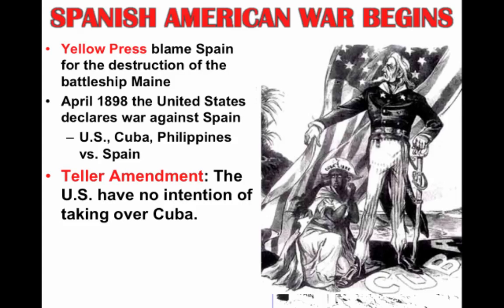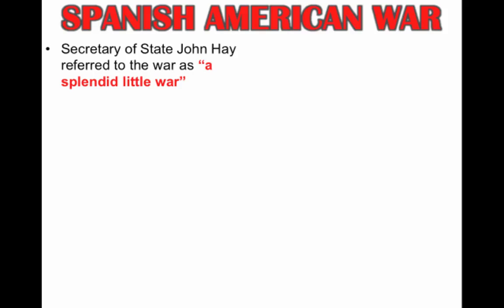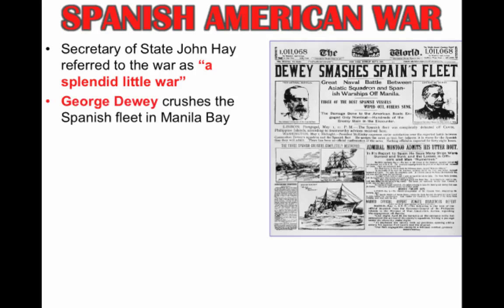At the start of the war, the U.S. Congress passes the Teller Amendment, where the U.S. basically declares to Cuba, we have no intention of taking over Cuba. They will control their own government, retain their sovereignty, and we'll see how that plays out as the war ends. The Spanish-American War was nicknamed by the Secretary of State, John Hay, as the Splendid Little War. It lasts 4 months. Only 400 Americans die during the actual fighting. Thousands more will die from disease.